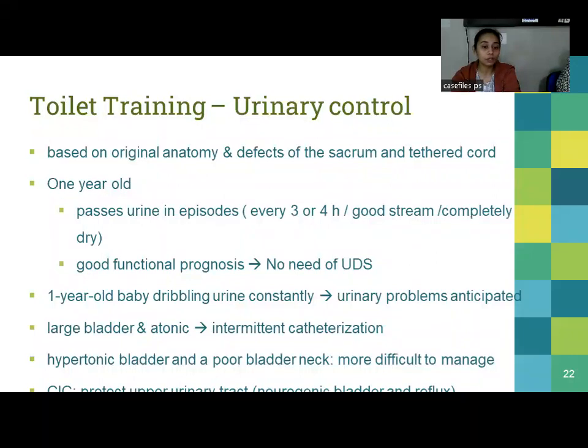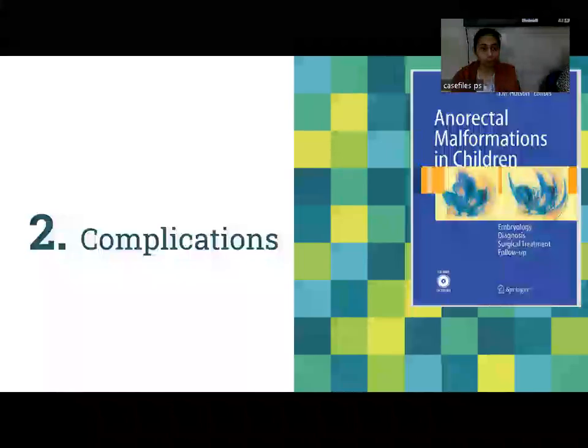After surgery in a 1-year-old child who has a complaint of dribbling, urinary problems are anticipated. If the child has a large atonic bladder, intermittent catheterization can be useful, but patients with a hypertonic bladder and a poor bladder neck are more difficult to manage. CIC is essential for the protection of the upper urinary tract, especially in cases of neurogenic bladder and reflux.